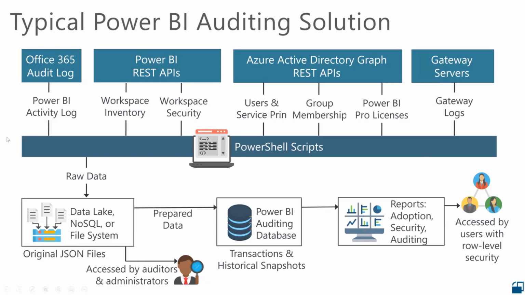So starting at the top left, we get that activity data out of either the Power BI activity log or straight out of the Office 365 Management API. We also marry that data up with some data from the REST APIs. So we've got, say, workspace inventories, things like how many reports and datasets do we have?